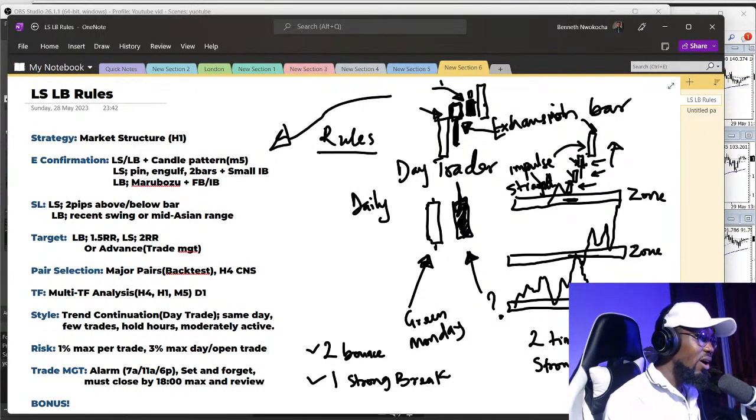An exhaustion bar will always be followed by a subsequent similar bar. So take note of that. Now, another thing that you can use, I'm going to go to the chart and show you one or two examples, randomly.